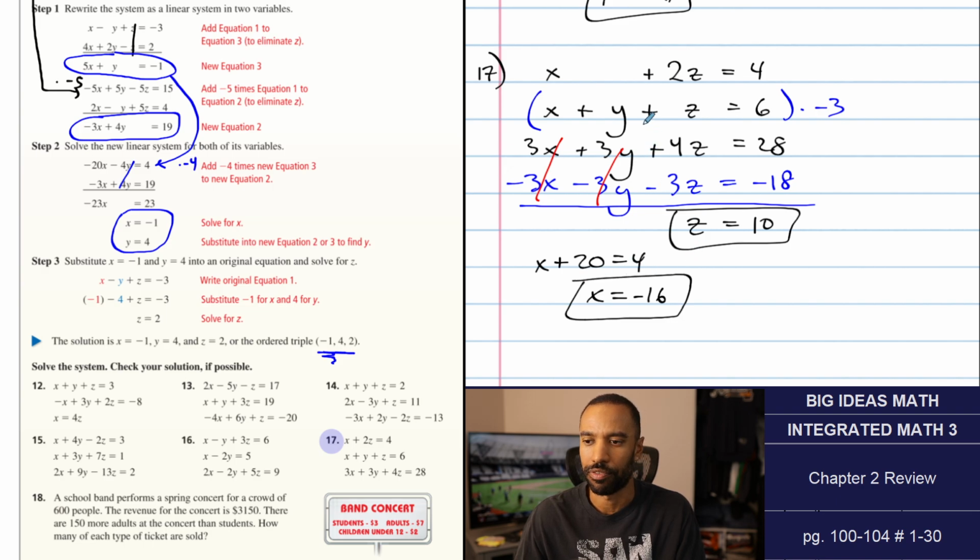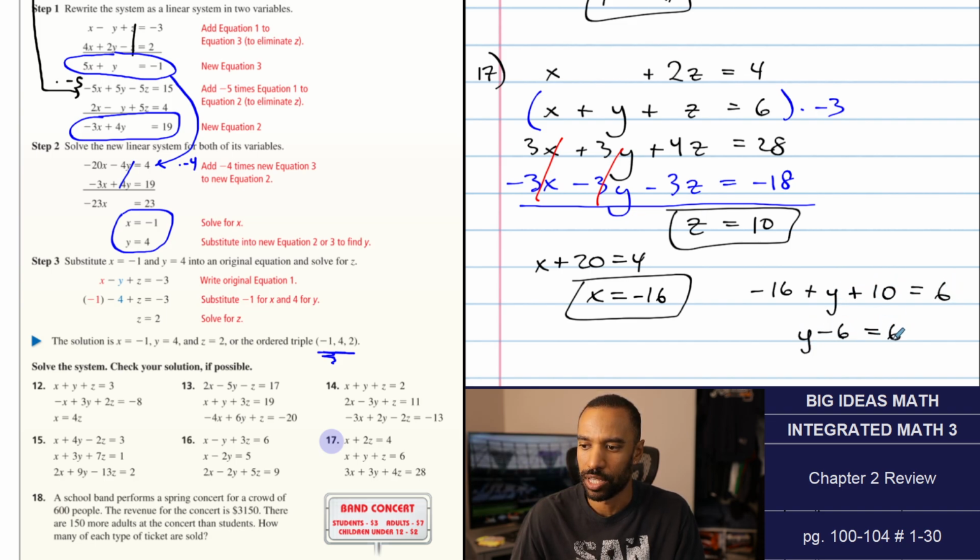All right, that was fast. And now solving for y, let's use that equation. X plus y plus z, negative 16 plus y plus 10 equals 6. That's y minus 6 equals 6, so y equals 12.